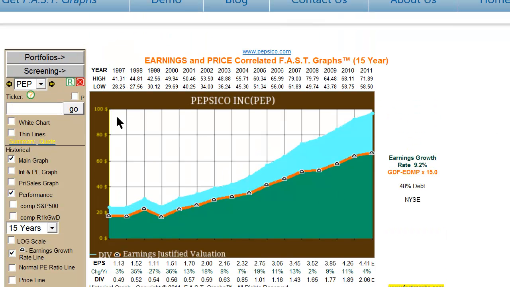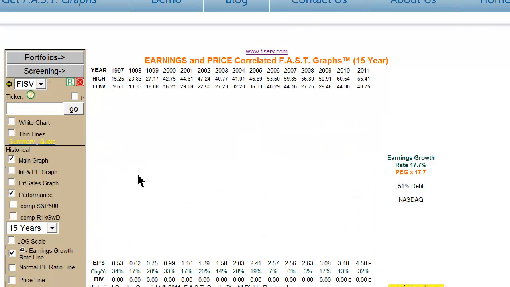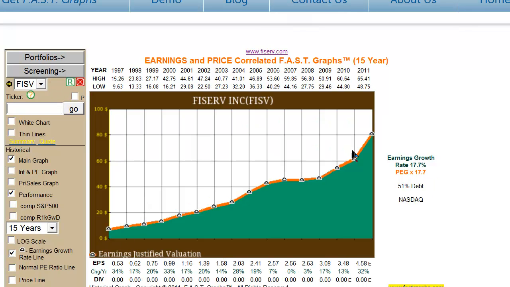When you look at PepsiCo, you get another example of a company very similar to Procter & Gamble. And this is interesting because here you can see a company, Kohl's, that never paid a dividend. They paid their first dividend this year, and it becomes very clear. That's in contrast to companies like Fiserv that don't pay a dividend. When a company doesn't pay a dividend, you can see it very clearly. So the dividends are the portion of earnings that are paid out, and they're expressed as a light blue shaded area.